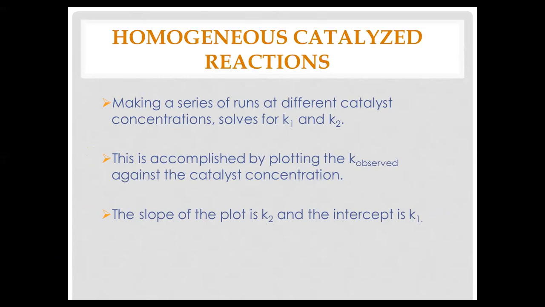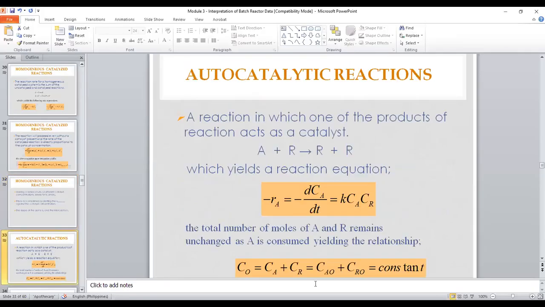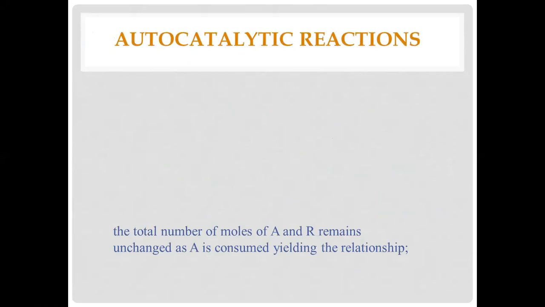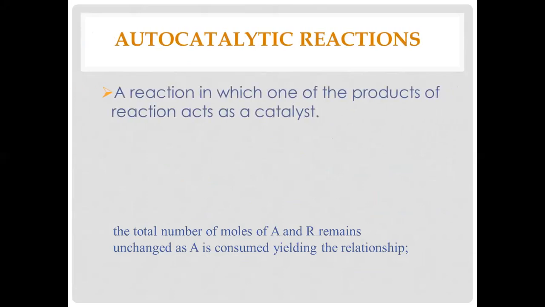Okay, I'm still there. I have to go to autocatalytic reactions. So we go now to autocatalytic reaction. It's a reaction in which one of the products of reaction acts as a catalyst. So take note that one of the products of reaction acts as a catalyst. So in this case, the product of reaction R is at the same time acting as a catalyst. So the more R you have, the faster your reaction would be.